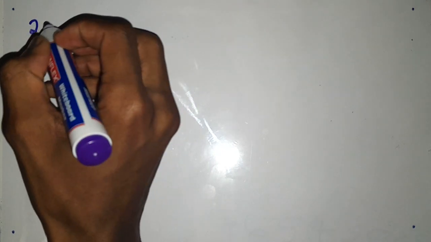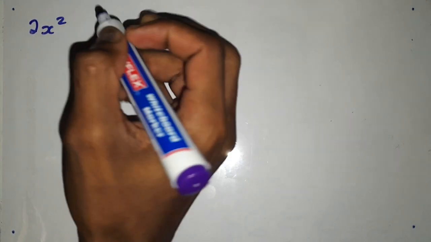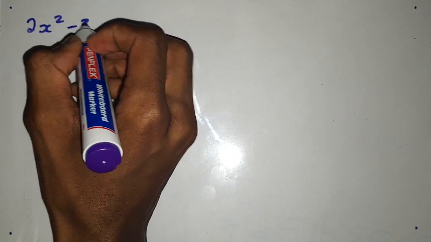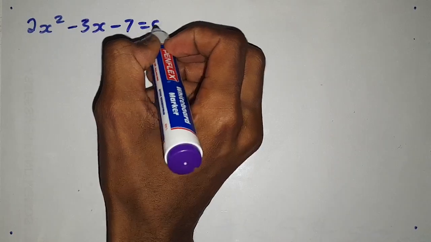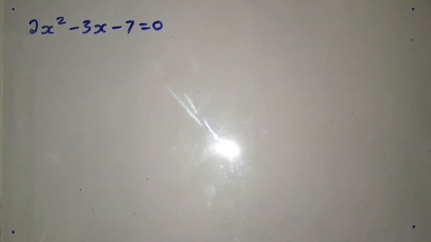Today I just want to show you how to solve for x using the quadratic formula. Firstly, suppose I give you this quadratic equation, 2x squared minus 3x minus 7 equals 0. Then I ask you to solve for x. How are you going to solve for x using the quadratic formula?